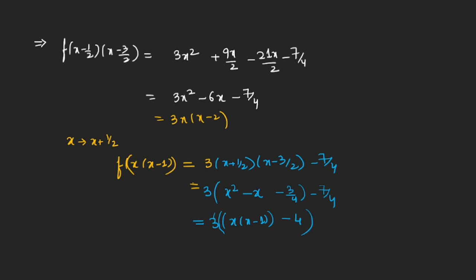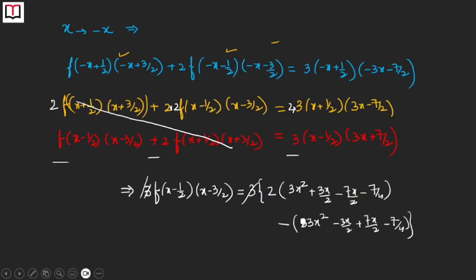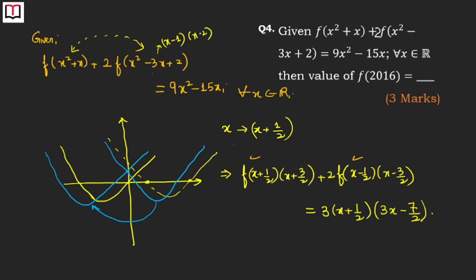That's it. Now see, we need f of 2016. So I will replace x square minus x by 2016. That's it, bachcho. So what do we get? We get it as 3 times 2016 and then, this 3 is with it, minus 4. So it's 2048, 6044 should be the answer. That's it. So that was one approach normally which we follow whenever we have a functional equation, bachcho.